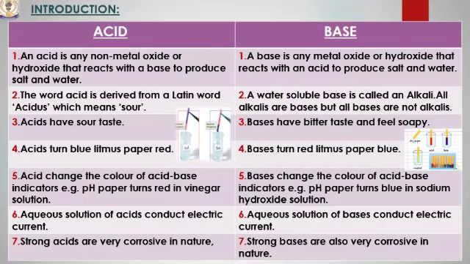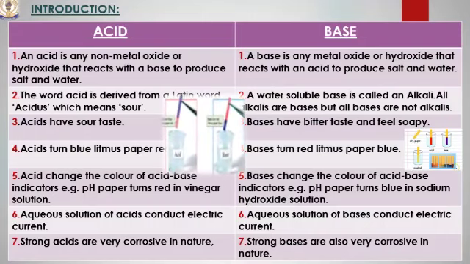Fourth point is about litmus paper. So first understand what is litmus paper. It is a type of paper which by changing its color indicates that the solution is either acidic or basic. There are two types of litmus papers, that is blue and red. When we dip blue litmus paper in acidic solution, that blue litmus paper turns red. And when we dip red litmus paper in basic solution, that red litmus paper turns blue. You can see in the diagram.